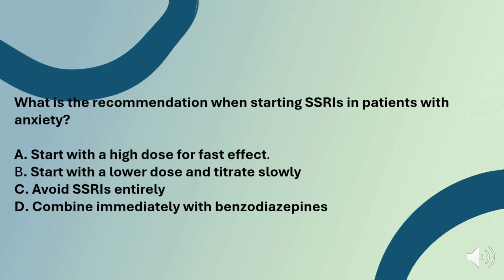Next question. What is the recommendation when starting SSRIs in patients with anxiety? So if we go to the end of this question, we want to know about SSRIs in patients with anxiety, right? So, what are we recommending if we are starting an SSRI in patients with anxiety? A, start with a high dose for fast effect. B, start with a lower dose and titrate slowly. C, avoid SSRI entirely. D, combine immediately with a benzodiazepine.